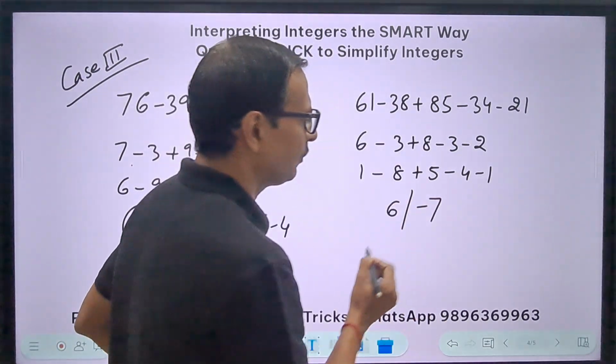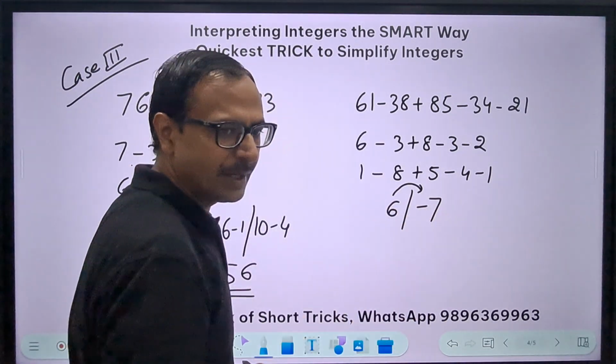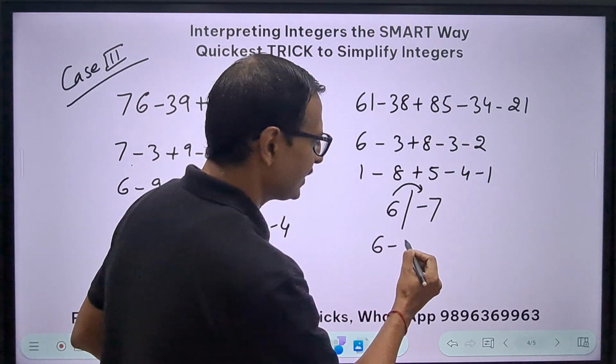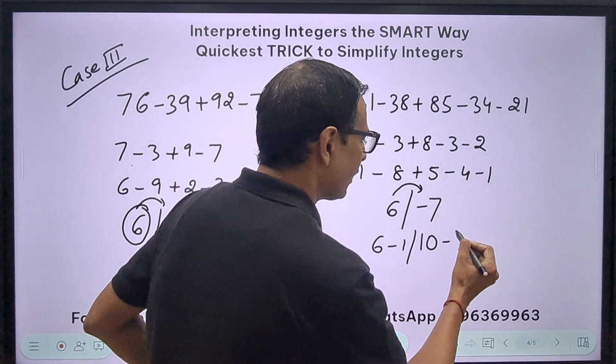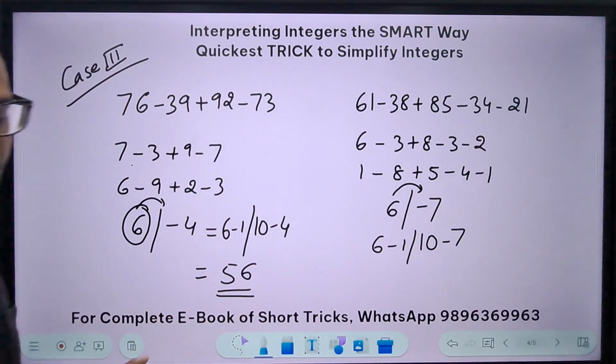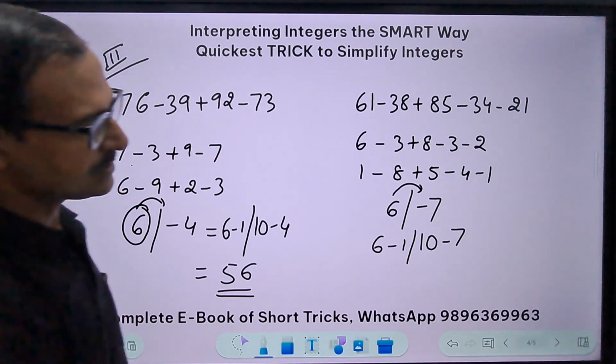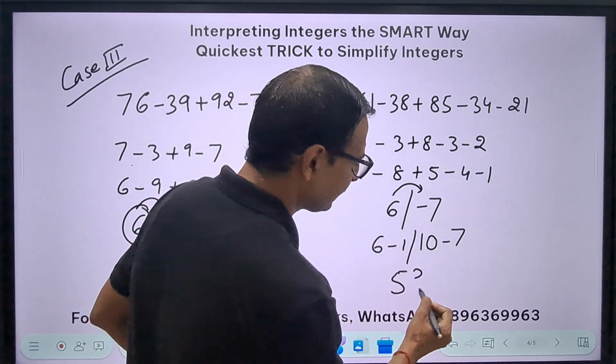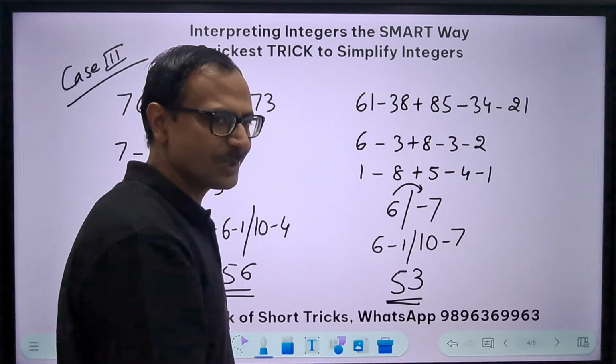Then what do we do? Borrow 1 from here. So we get 6 minus 1 and this gets subtracted from 10. And so what is the final answer? The final answer is 53. There we go, the answer for the question.